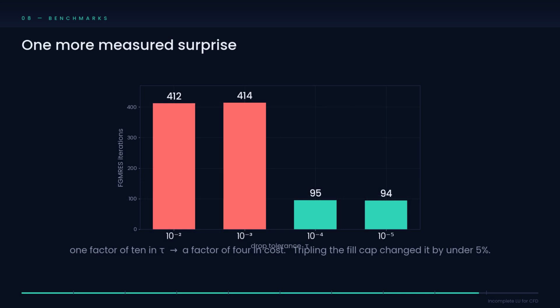One more result from the same study, because it is a useful warning about parameters. Holding everything else fixed and varying only the drop tolerance: at 10 to the minus 3, 414 iterations. At 10 to the minus 4, 95. A single factor of 10 in one parameter and a factor of 4 in cost. Meanwhile, tripling the fill cap changed the answer by under 5%. Tune the tolerance first.